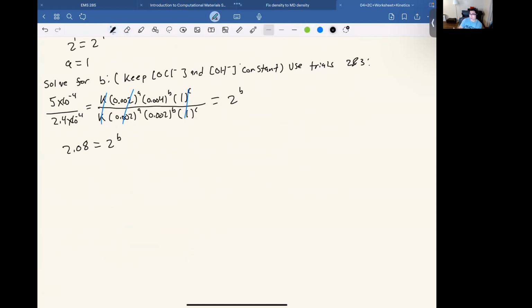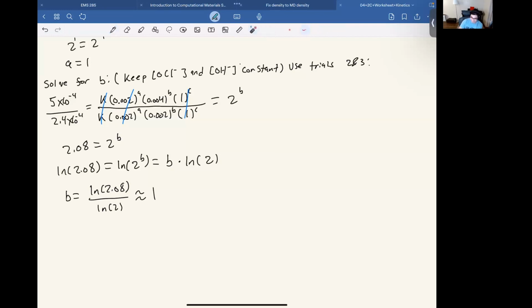Or you really want to know the math, you could also take the ln of both sides. This would be the more mathematically acceptable way to do it, I guess. And then you can use your rule of powers for logarithms, the power rule, to bring down the b. Then you can divide both sides by ln of 2. So b is equal to ln 2.08 divided by ln of 2, which is about equal to 1. So you still get the same answer.